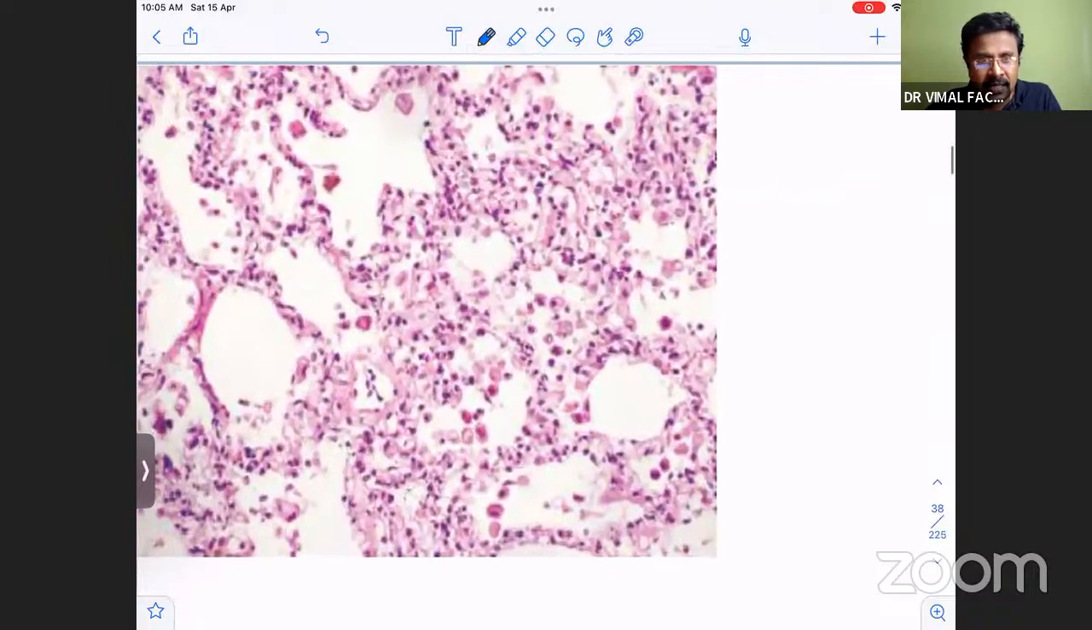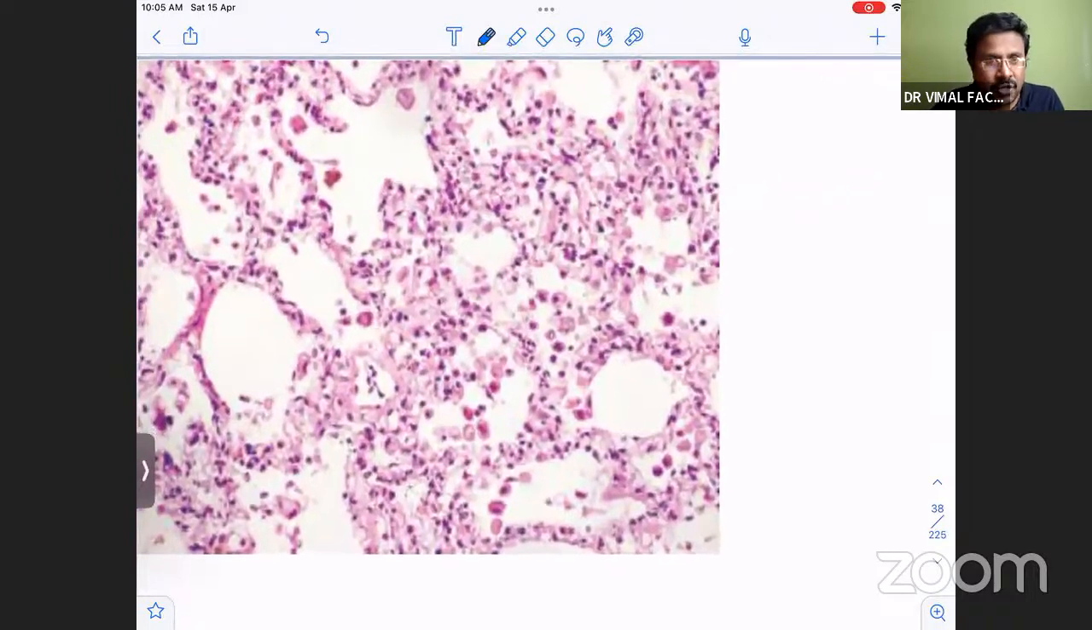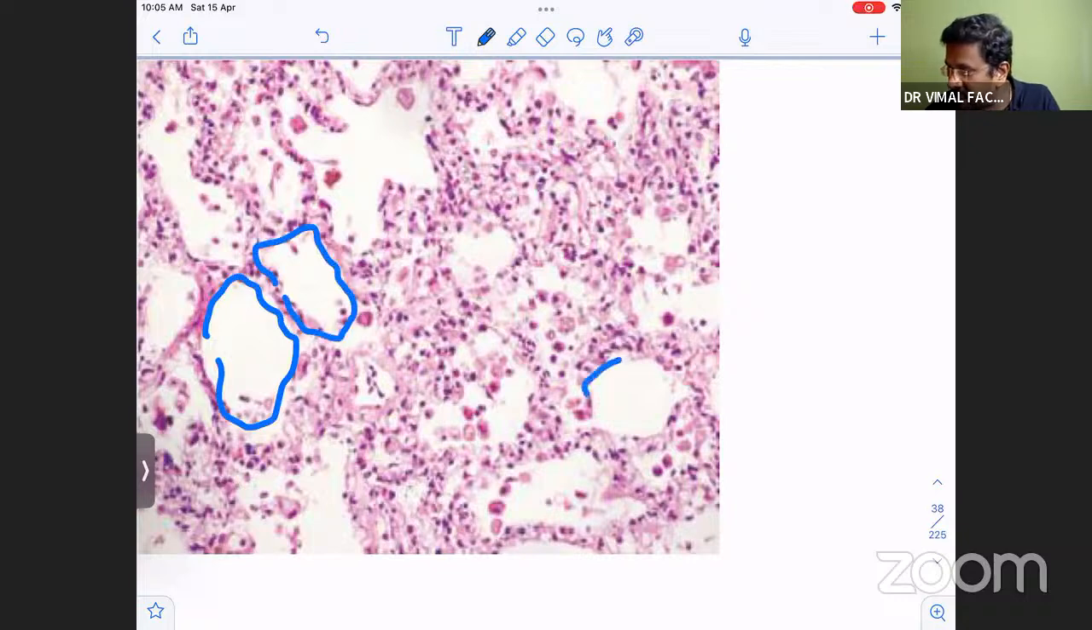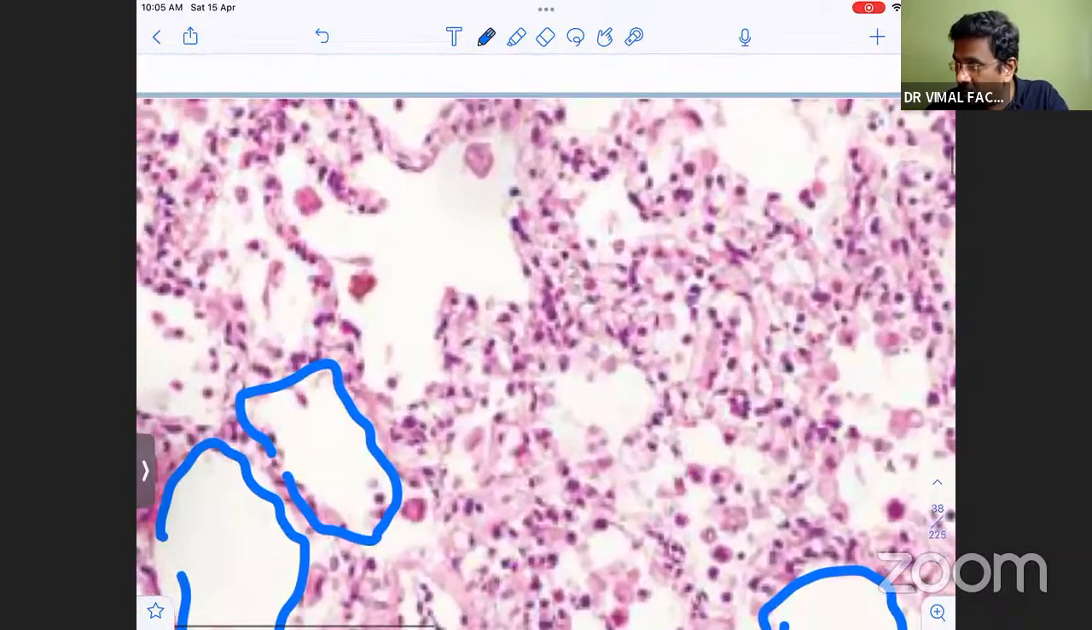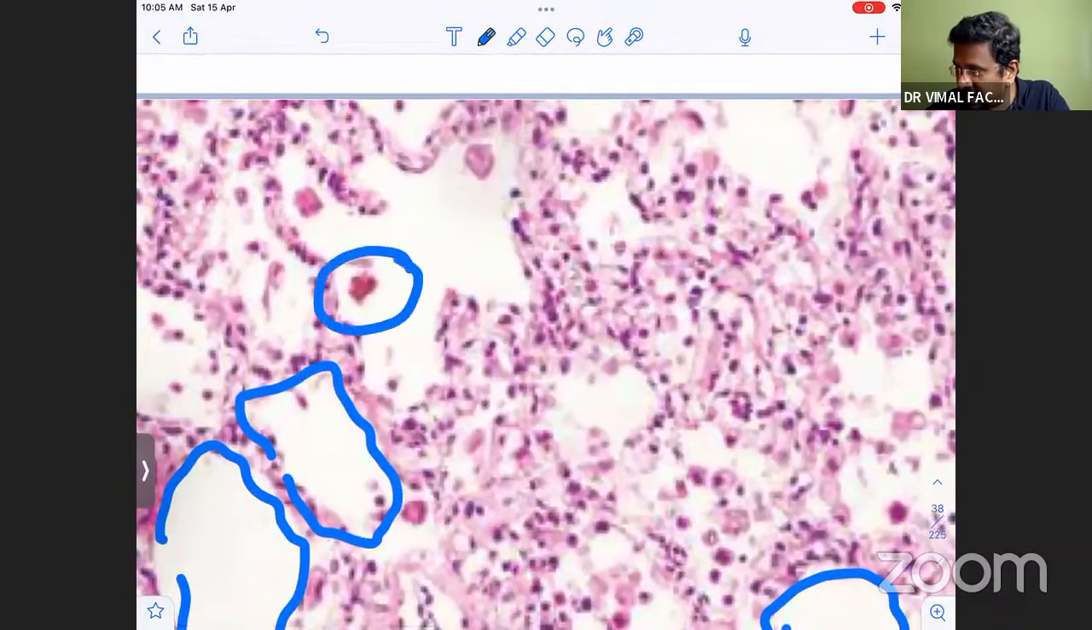And what is this thing? What does this image show you? This image is showing a lot of alveolar spaces. With these alveolar spaces, you made a diagnosis that this is a lung. So now we are talking about a CVC, so it should be a CVC lung, and you are searching for the characteristic finding in CVC lung.